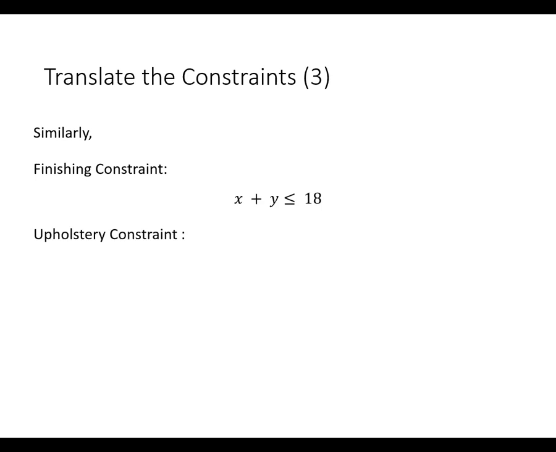Our next constraints talk about our finishing constraint, which you can see if you look back at what we had in our table. And our upholstery constraint is 2x plus 6y less than or equal to 72.